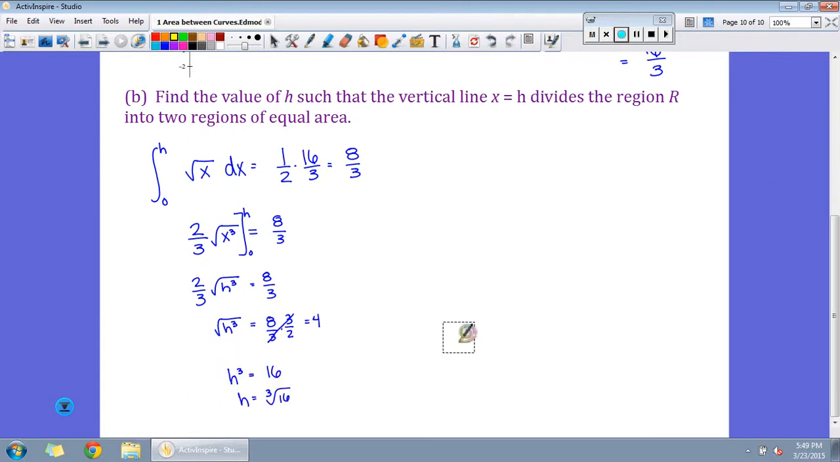At this point, it's just an algebra problem, and we can solve and get h equals the cube root of 16.